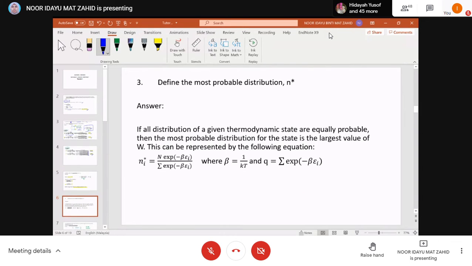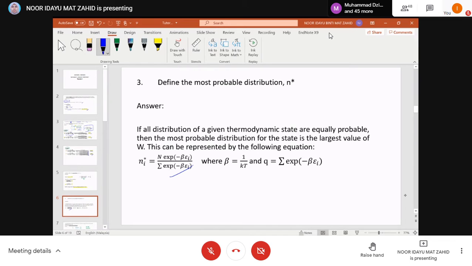Question number 3. Define the most probable distribution n with asterisk. This is a summary from the lecture notes. If all distributions of a given thermodynamic state are equally probable, then the most probable distribution for the state is the one with the largest value of W. This can be represented by the following equation. This is what we have used for question 2.